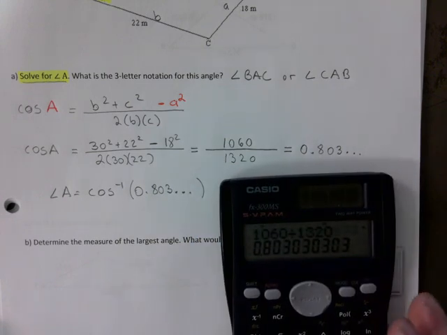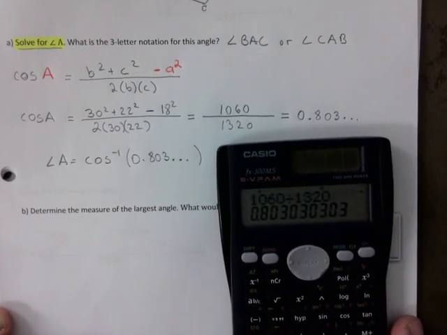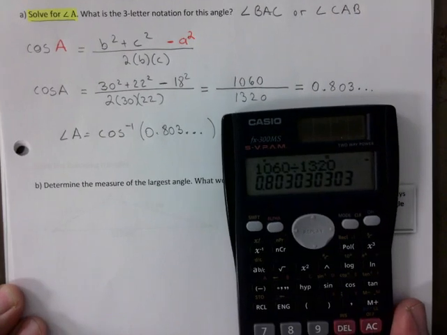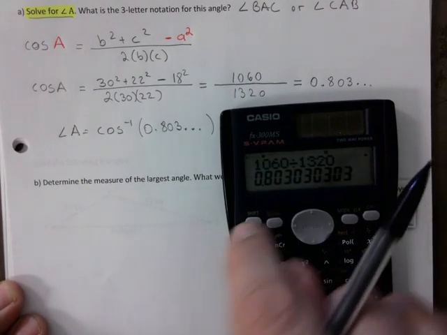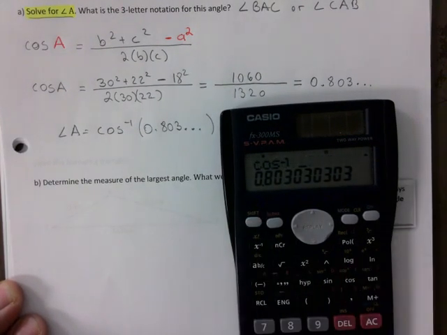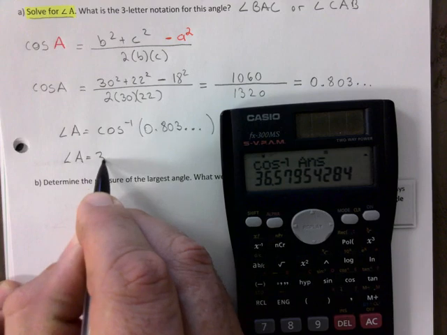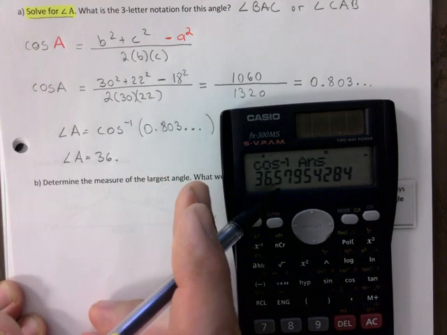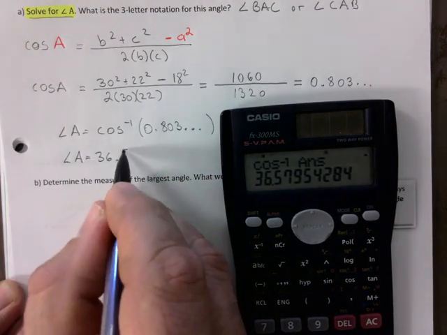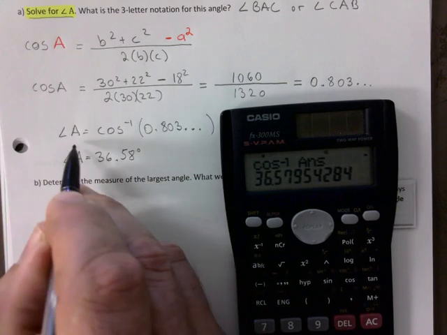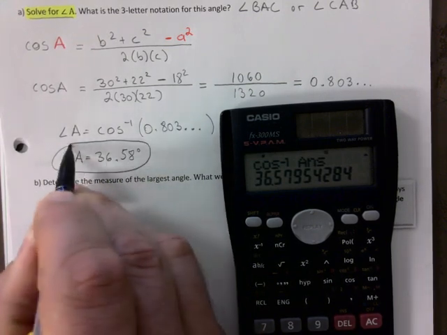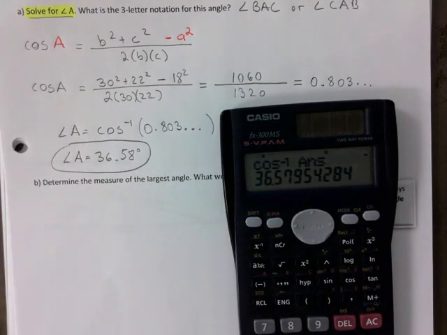And I still have that on my calculator, right? I haven't cleared my screen yet. So you just have to go shift or second function, whatever, cosine. I just hit equals there, and I get that my angle is 36.58. Okay, 58. So I just found angle A that way.